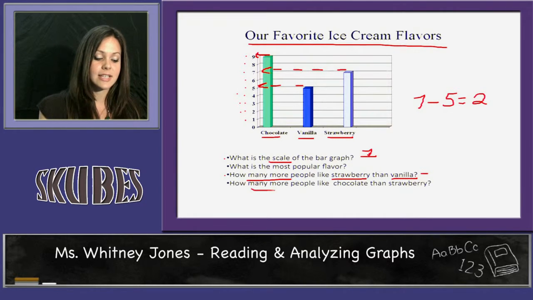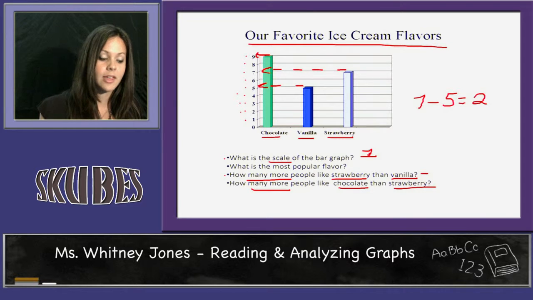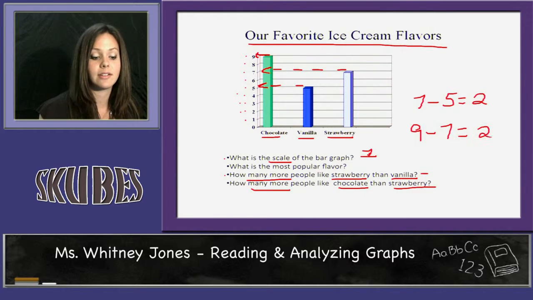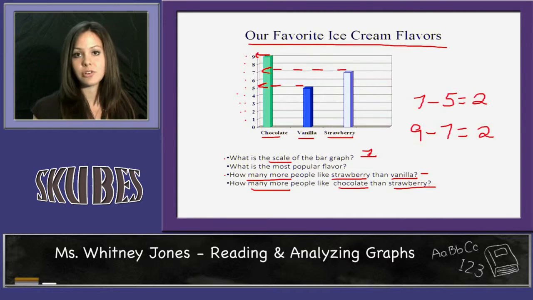The last question says, how many more people like chocolate than strawberry? When we look at chocolate with 9 votes and strawberry with 7, we know that 9 minus 7 is 2. 2 more people like chocolate than strawberry.